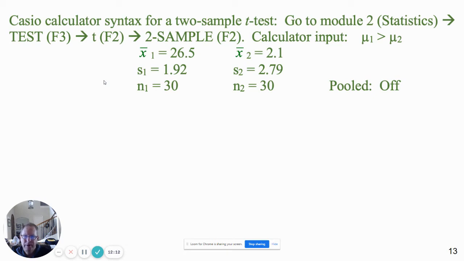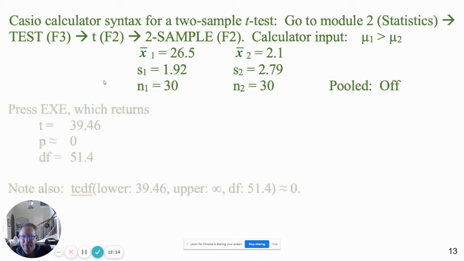So once you've loaded up this data, hit execute, and it's telling you this. My t-statistic is a whopping 39.46. Wow. That is telling me that the calculated t-statistic is 39.46 standard deviations above the mean. That is huge. And of course, with a calculated t-statistic that large, we would expect that the probability, the p-value, is very close to 0.